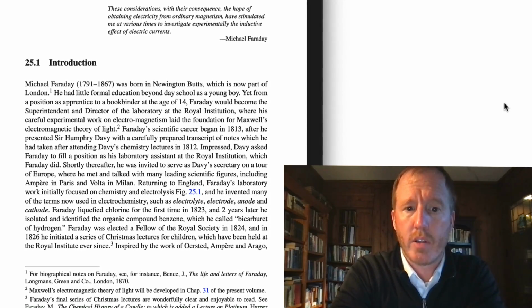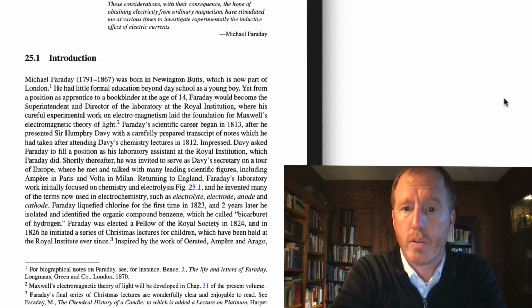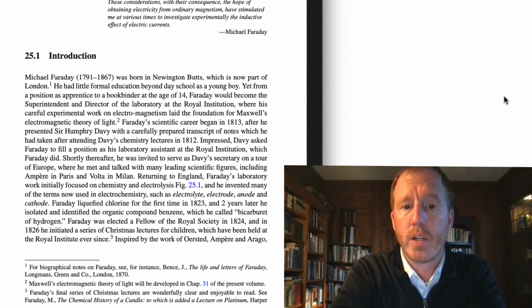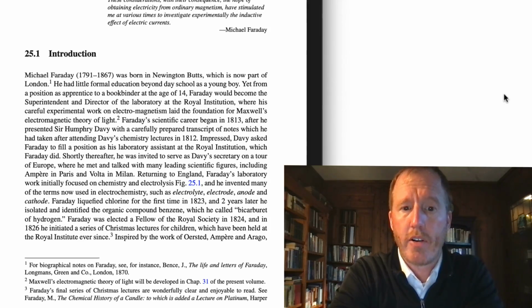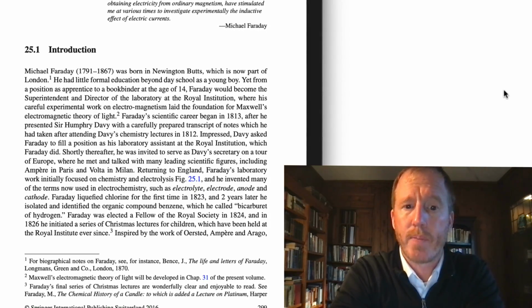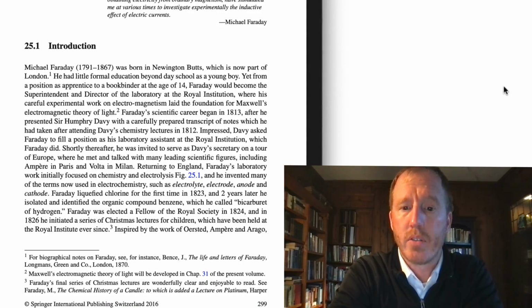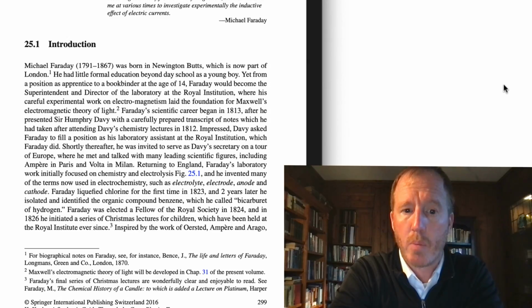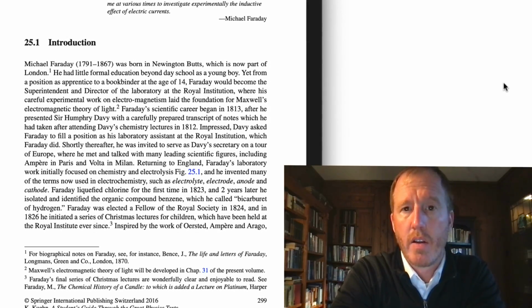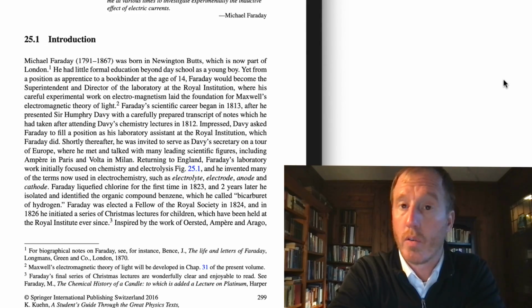And Faraday invented many of the terms that are now used in electrochemistry, such as electrolyte, electrode, anode, and cathode. Faraday liquefied chlorine for the first time in 1823, and 2 years later, he isolated and identified the organic compound benzene, which he called bicarburet of hydrogen. Faraday was elected a Fellow of the Royal Society in 1824, a great honor.